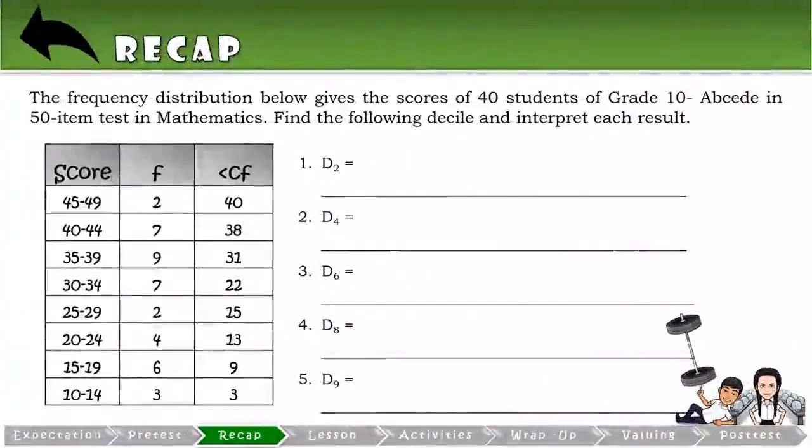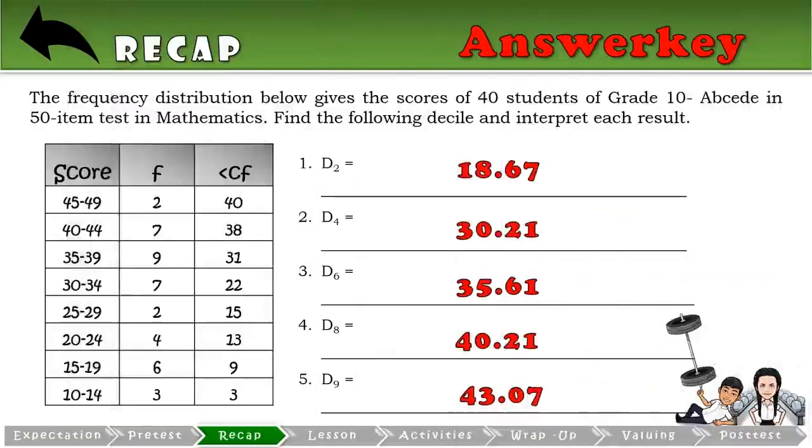Let's have a recap to check your mastery of the previous lesson, deciles for group data. The frequency distribution below gives the scores of 40 students of Grade 10 ABCDE in a 50-item test in mathematics. Find the following deciles and interpret each result. Click pause for you to have ample time to finish the test. Please check your answer.